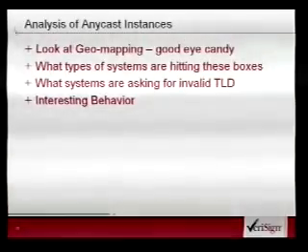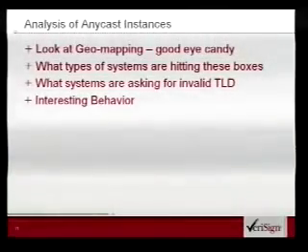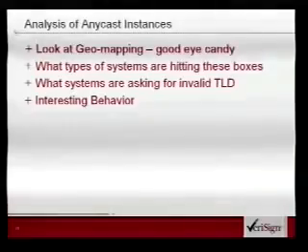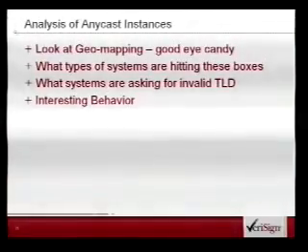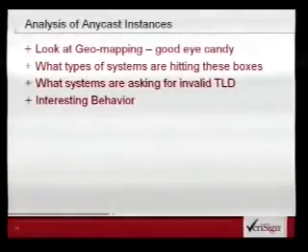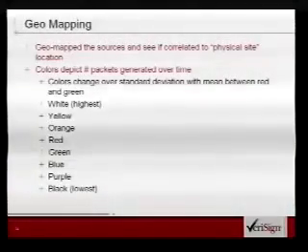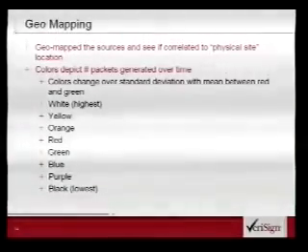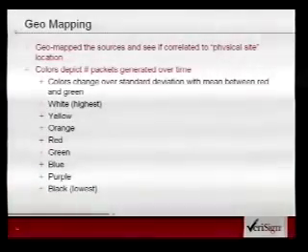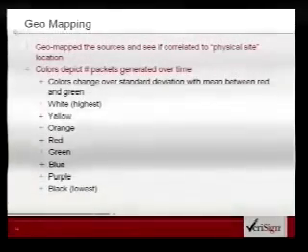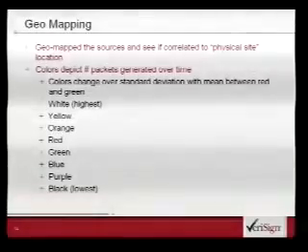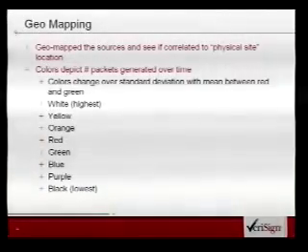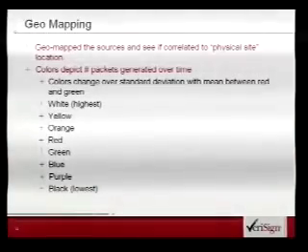And what we did is we did a couple of fun things. One is we looked at geomapping, mapped the IP address to geographic location. We also looked at what types of systems are hitting those boxes and what sorts of systems are actually asking for invalid TLDs and other interesting behaviors that I'll get into. So we took some commercially available software and mapped the IP addresses that we received in those two 24-hour traces to the physical location. And in the maps following this, the brighter the color, the more queries we receive from that particular location.